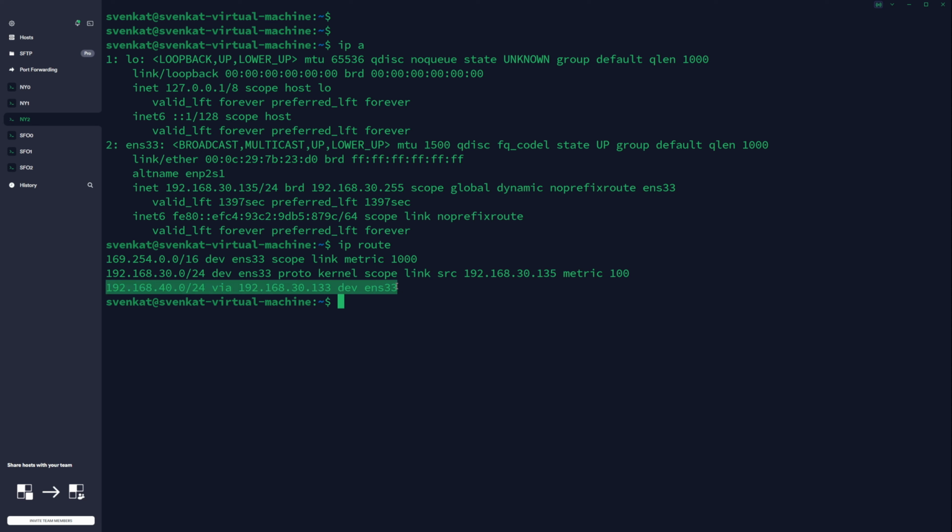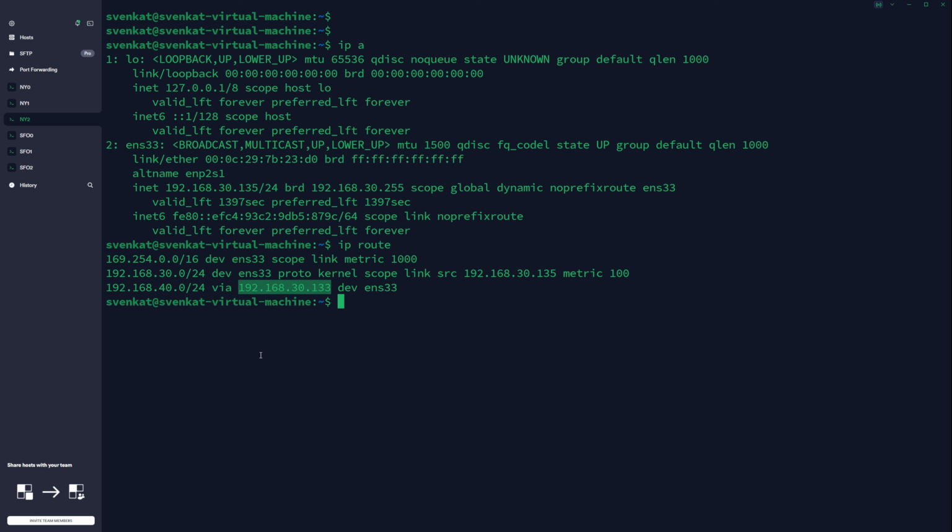If this computer wants to talk to anything on the San Francisco side, this computer being on the New York network, then the San Francisco network IP addresses are all 40 IP addresses. So the moment any application running on this computer tries to talk to a computer on the San Francisco side, which is 192.168.40, those packets will be sent to the New York Gateway.